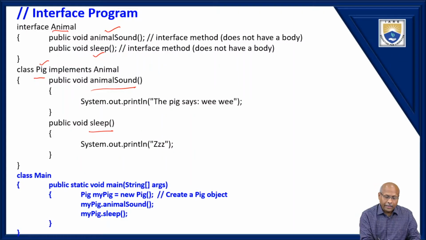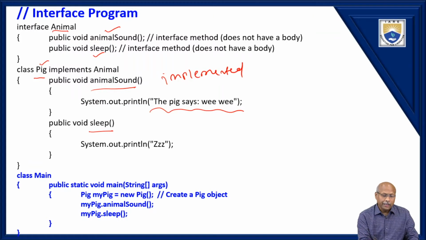In animalSound, what am I writing? The pig says wee. This is the output of this particular method. Here I have implemented the animalSound method. Similarly, the sleep method also I have to implement, writing zzz. So these are the methods you have implemented in the Pig class.